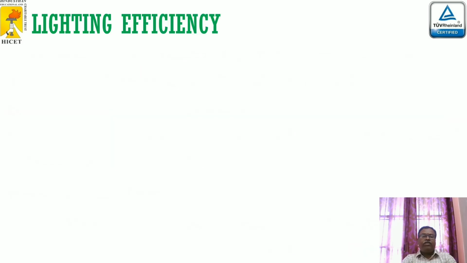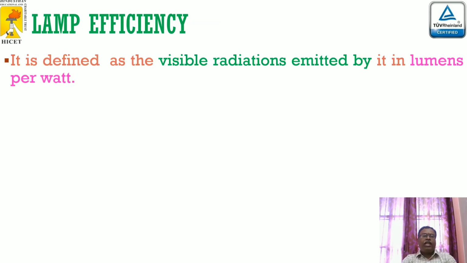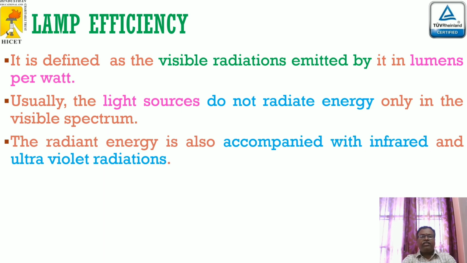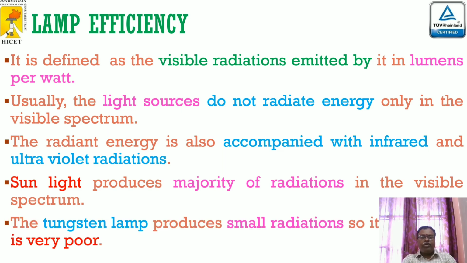And what is lighting efficiency? Lighting efficiency is expressed as lumens output per watt input. It ranges between 4 and 150 lumens per watt. And what about lamp efficiency? It is defined as the visible radiation emitted, in lumens per watt. Usually, light sources do not radiate energy only in the visible spectrum. The radiant energy is also accompanied by infrared and ultraviolet radiations. Sunlight produces the majority of its radiation in the visible spectrum. The tungsten lamp produces little visible radiation, and its efficiency is very poor.